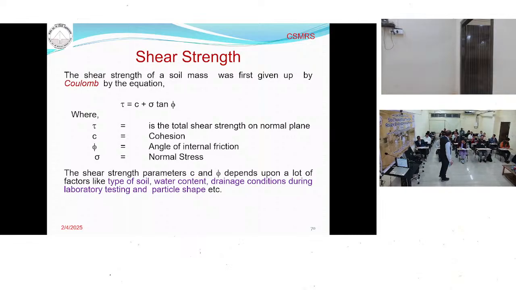In the morning I told you that when the soil is dry, it has good shear strength. The same soil, with the same void ratio, if saturated, has a different strength. So shear strength will depend upon the drainage condition and water content.